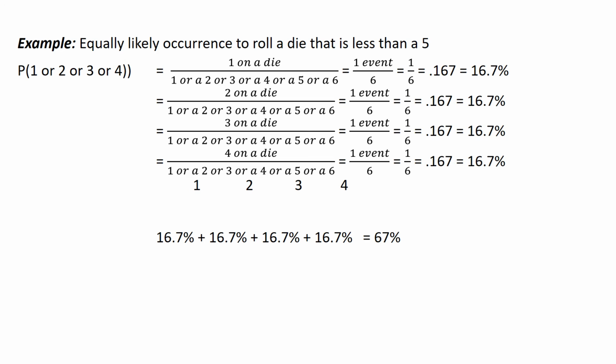Now, what I'm asking you is, what's the possibility of getting less than 5? Or another way of saying 1 or 2 or 3 or 4. Well, that would be 16.7% plus 16.7% plus 16.7% plus 16.7% or 67%. If you think about this, there's 6 sides in a die. We're looking at the first 4 possibilities, 4 out of 6, 2 out of 3, or 67%.